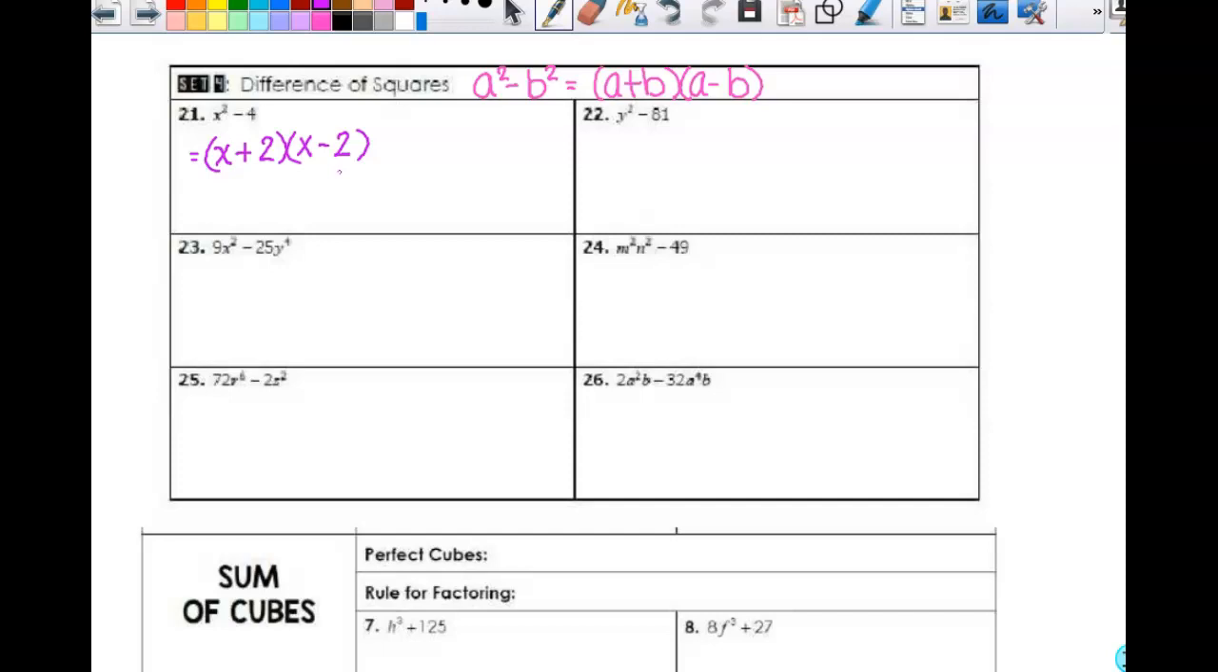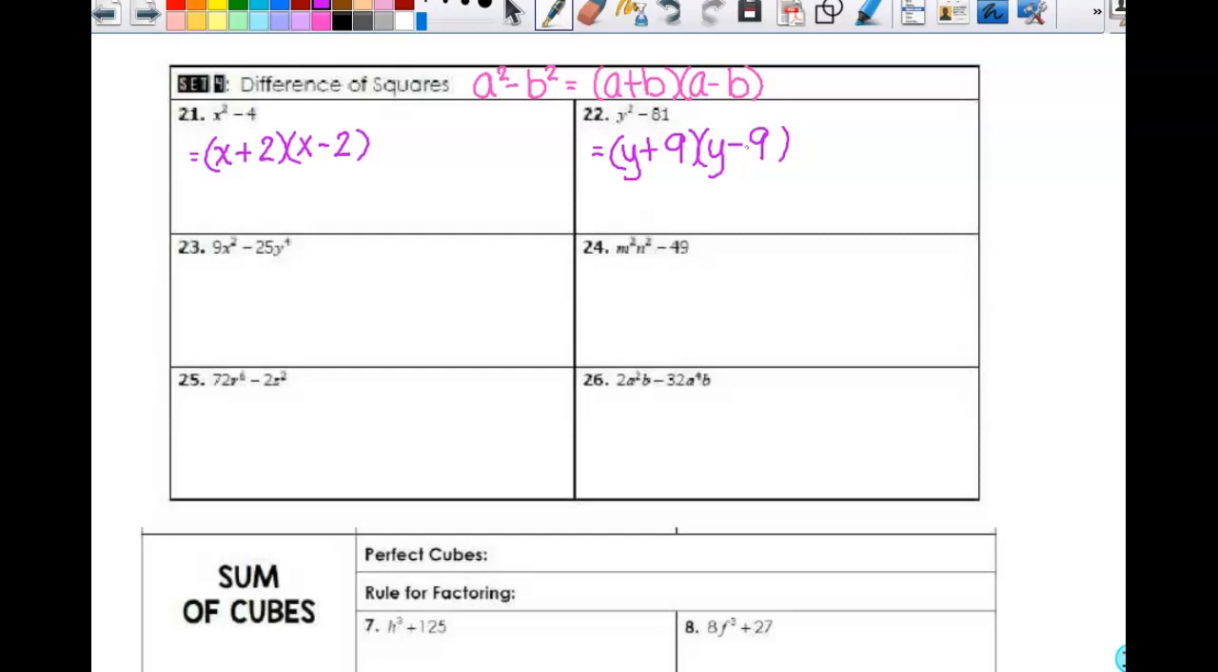All right. Good, Manuel. Okay. Good, Adrian Reyes. So I'm going to have binomials. The square root of y is y. The square root of 81 is 9. One's positive, one's negative. That's it. Done. Okay, does that make sense?